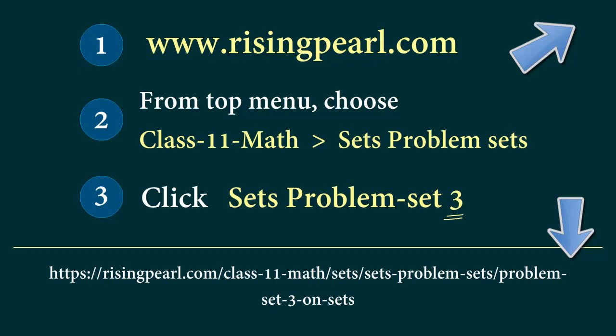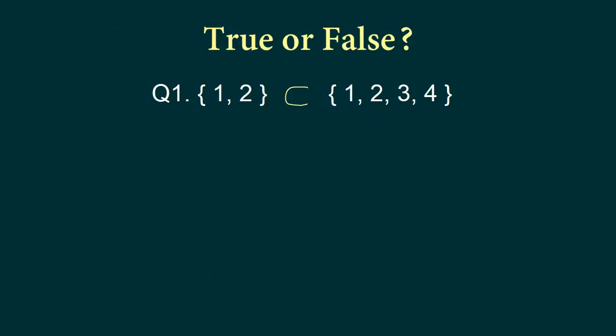Let's find out how we solve these types of questions. First question, is this set a subset of the set on the right side? Let's call the set on the left side A, and let's say this set is B. So the question is, is set A a subset of set B? Now A contains elements 1 and 2. So we say that element 1 belongs to set A, and element 2 belongs to set A.